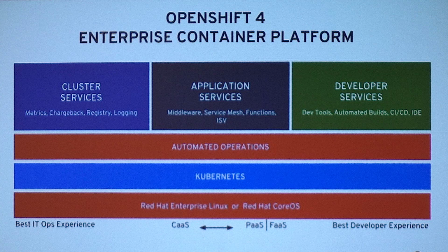For example, in the cluster services, you're going to get metrics, chargeback, registry, and logging. Some of these items are optional, and you can again pick and choose from OperatorHub what you want to bring into the cluster. You've got application services, so all the Red Hat middleware is available, Service Mesh, functions, Knative, and any applications that ISVs have to offer, you'll be able to pull those in as well. And then you're going to have the developer services that'll give you dev tools, pipeline, CI/CD, and IDE functionality.